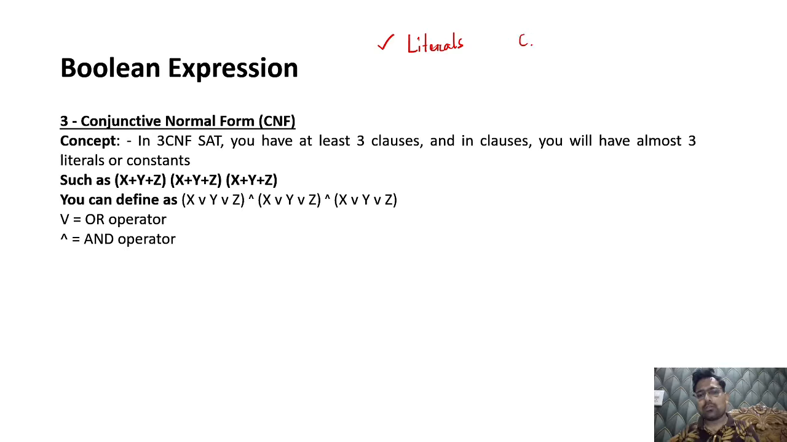Another is clause. Definitely conjunctions and disjunctions, where AND is considered as conjunction, and this OR is considered as disjunction. So these are certain things we should know.